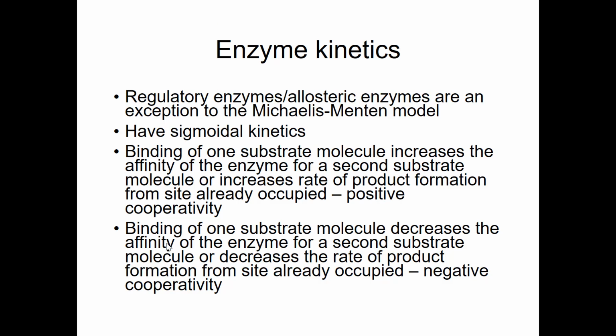However, regulatory enzymes, the enzymes we've been talking about, or allosteric enzymes, are an exception to that Michaelis-Menten model and have sigmoidal kinetics. So the binding of one substrate molecule increases the affinity of the enzyme for a second substrate molecule, or can inhibit the affinity of an enzyme for a second substrate molecule, or decrease the rate of product formation. So in the case where it increases the rate, this is positive cooperativity. In the case where it decreases the rate, this is negative cooperativity.